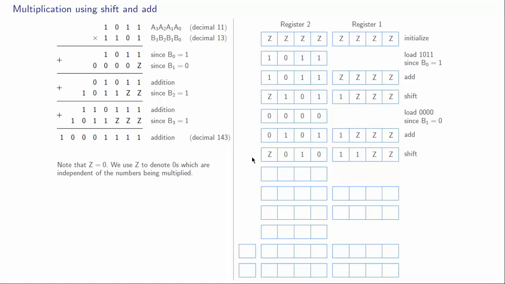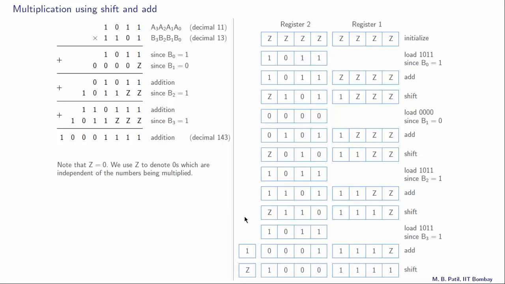So next step, shift right 1 bit, so this 0 1 0 1 1 has come here, and 1 0 has got padded from the left. Now we load 1011, since B2 is 1, that corresponds to this step here, add, shift right, and finally we load 1011 because B3 is equal to 1, that is this step here, and then add and shift. So that is our final result, and that is indeed the same as this number here.